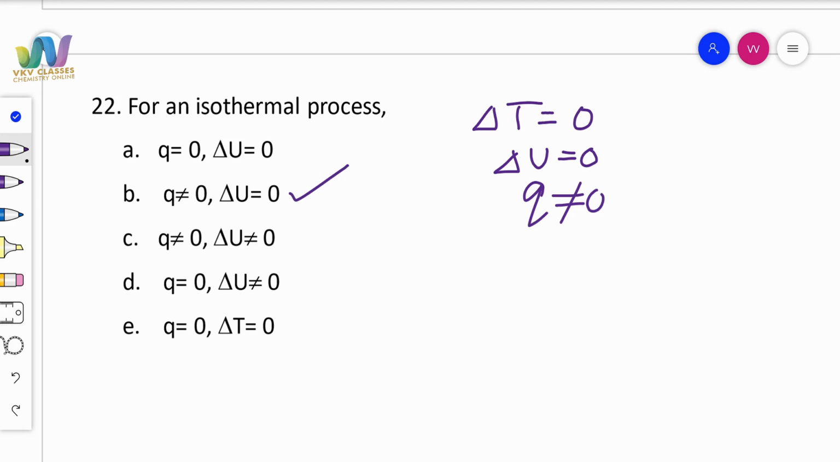If the reaction is exothermic, heat will be given out to maintain constant temperature. If it is endothermic, heat will be absorbed to maintain the constant temperature. So Q will not be equal to 0 during an isothermal process.